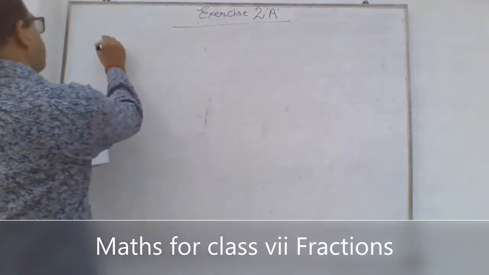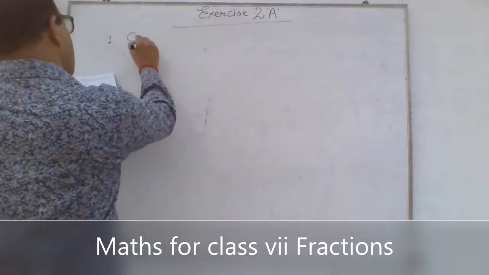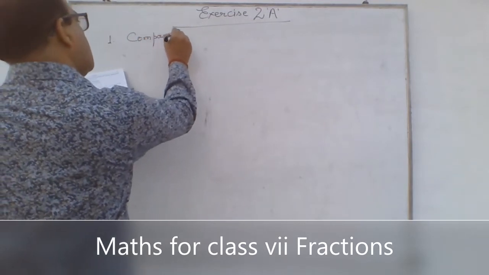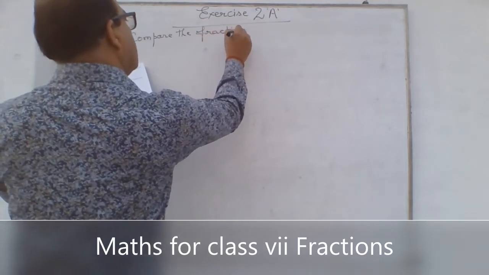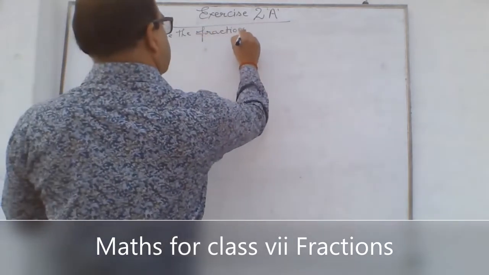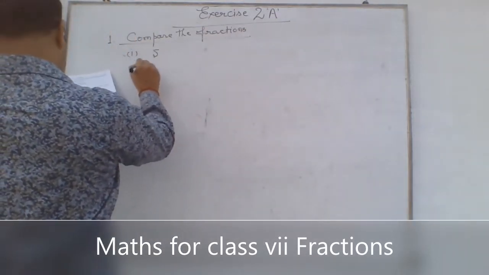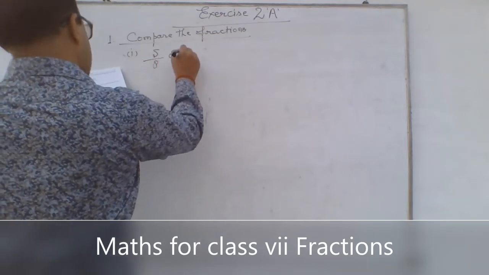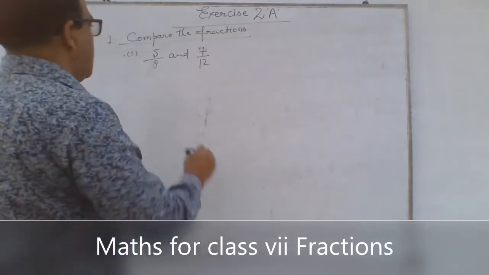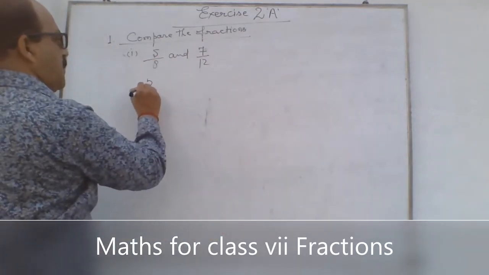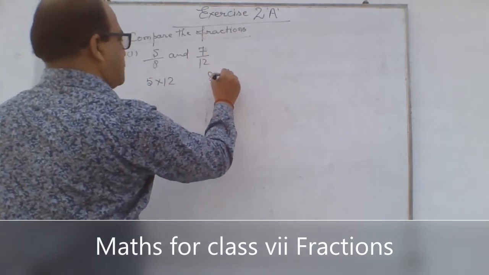Here, question number 1, compare the fractions. First question, 5 by 8 and 7 by 12. Whenever we compare, we have to multiply 5 into 12 and 8 into 7.